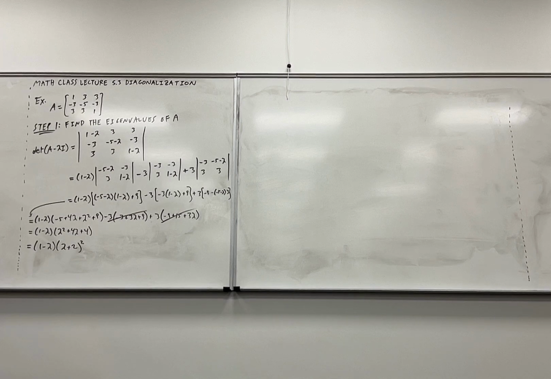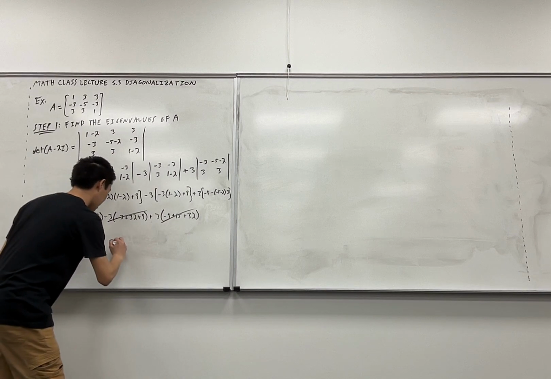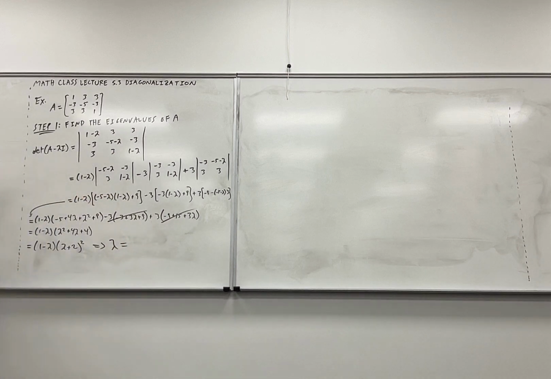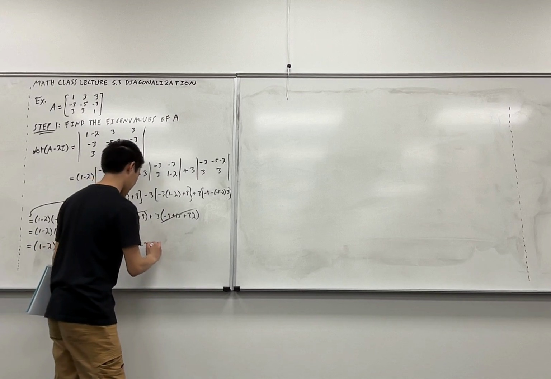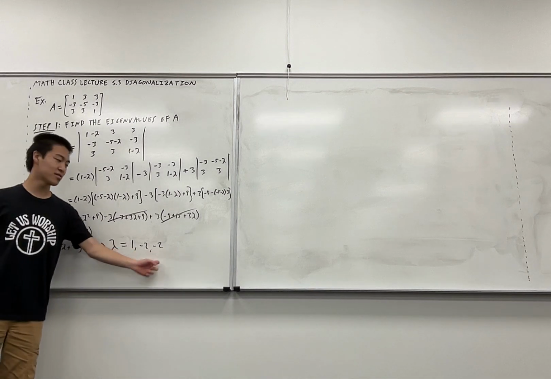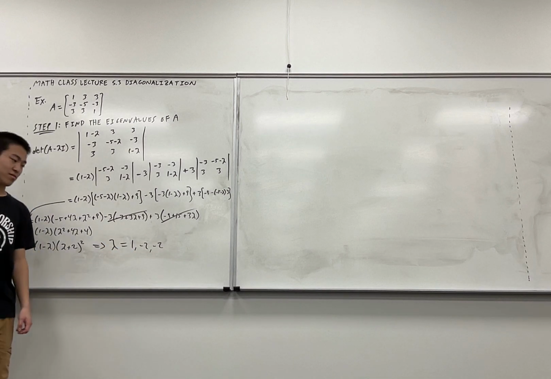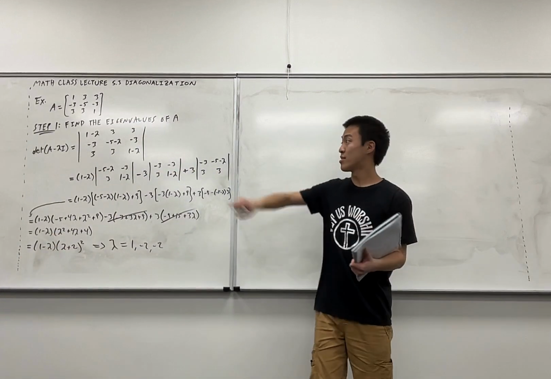Are we all happy? Now, that tells me that we have, what are my eigenvalues? If it's 1 minus lambda, and then lambda plus 2 squared, you have 1, minus 2, and minus 2. Why did I repeat minus 2? Is it because I have a stutter? No, because it's squared. No, it's because there are 3 eigenvalues. That is step 1.